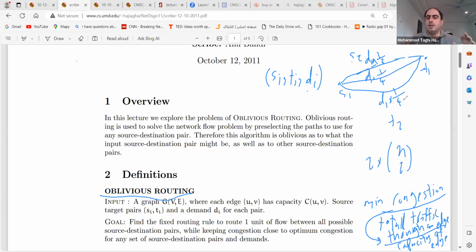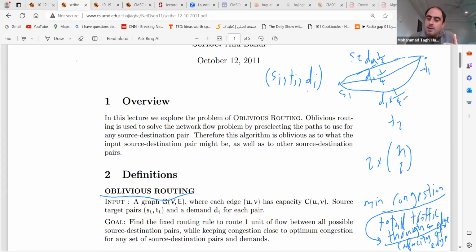So what is the goal? The goal in oblivious routing is that we decide about the path between SI, TI for all possible pairs in advance. Now you come and give me some demands, some DIs. I will route these DIs through these paths. These are predetermined paths. And now I can compute the congestion of an edge by saying how much traffic goes through this edge over the capacity of the edge.